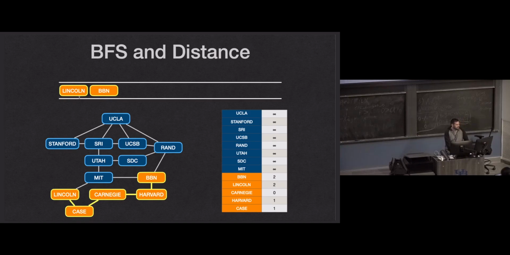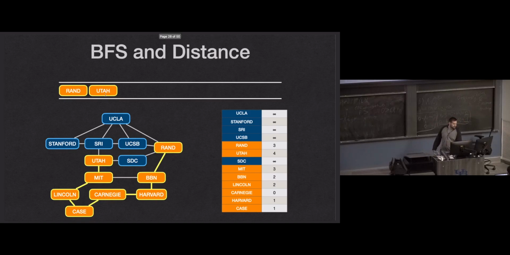But Lincoln made it first, so Lincoln to MIT. MIT marked as explored, in-queued, distance is Lincoln's +1. Case was ignored. DQ BBN, our last node of distance 2. We're going to find Rand, ignore MIT, ignore Harvard. Rand, distance 3. We have both of our distance 3 nodes in the queue right now.